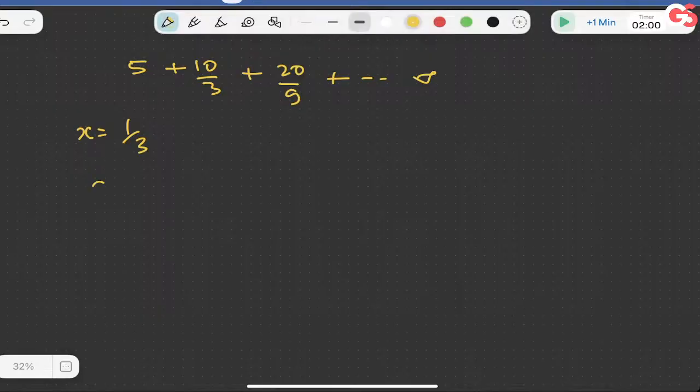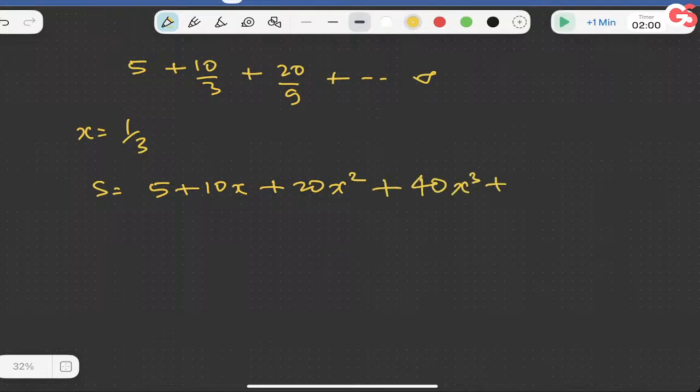It will be S is equal to 5 plus 10x plus 20x squared. So 5 twos are 10, 10 twos are 20. Right? That is what is happening. So 20 twos are 40, x cube. Then I'll have 40 twos are 80, x to the power 4, and so on till infinity. Right? Is that right?